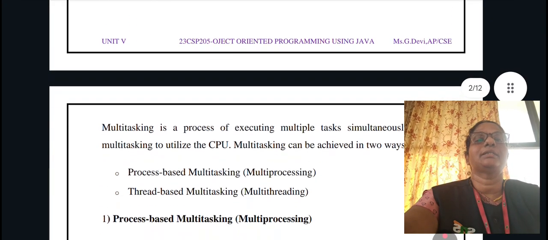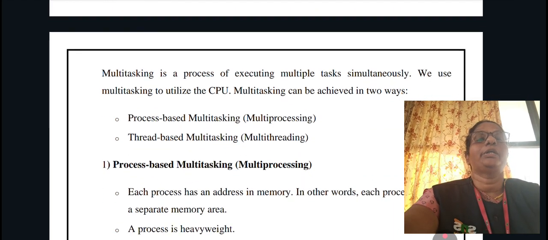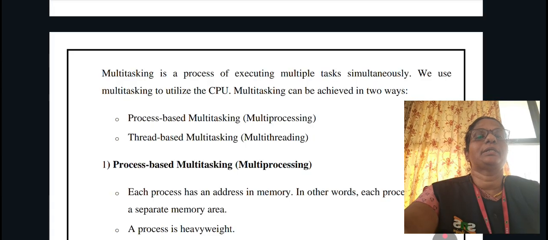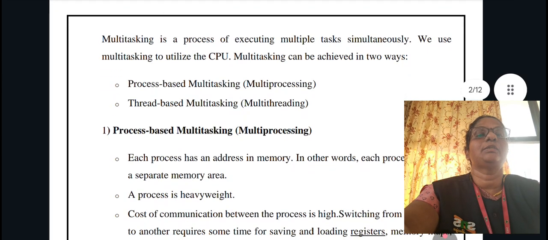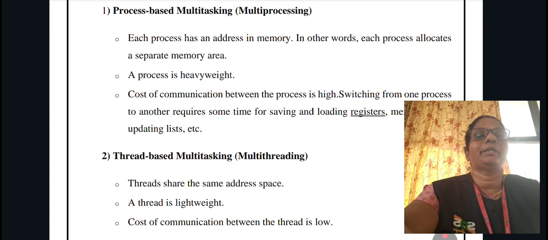Multitasking is a process of executing multiple tasks simultaneously. Multitasking can be achieved in two ways: process-based multitasking, also called multiprocessing, and thread-based multitasking, called multithreading. In process-based multitasking, each process has its own address space. Each process allocates a separate memory area.